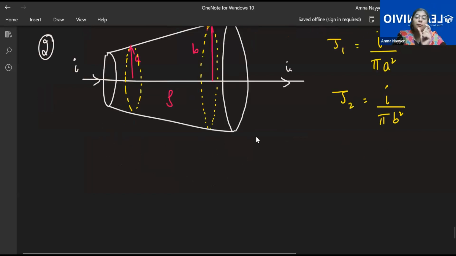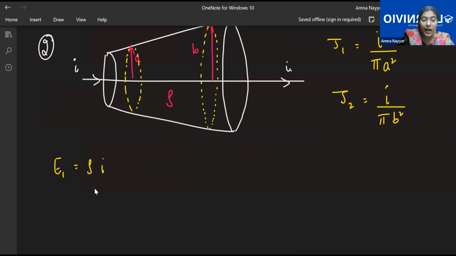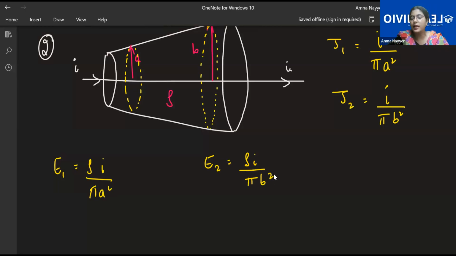So the electric field also you will calculate individually. You will not get one combined electric field. When you calculate E1, it will be rho into I by pi A square. Similarly, when you calculate the electric field for this region, it will be rho I by pi B square. Individual points, here you will calculate.